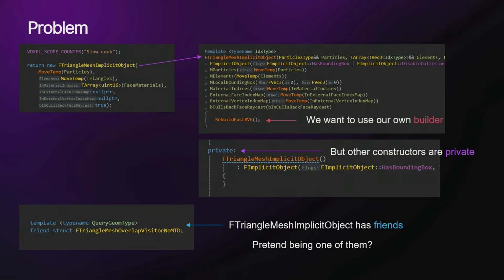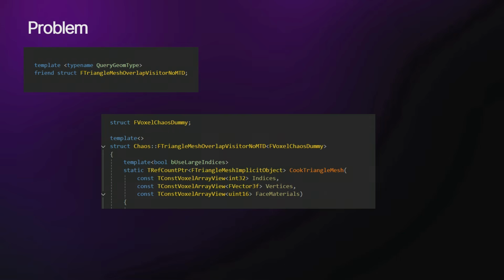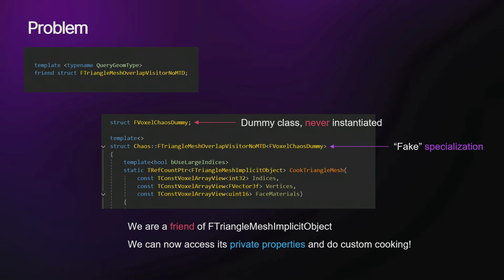But if we look around some more, we can see that we have some friends. So maybe we can fake being a friend of that class. What we want to do is fake being this guy over there. And the way we do this is like this. First, we make a dummy class. This is just to ensure that we have no code collision with the engine. It's a purely dummy class, only forward declared, instantiated. And then we do a fake specialization of our template. This will allow us to access private members. Since we are now a friend of that class, we can do anything we want. We can access that private constructor I was telling you about, and we can now do custom cooking to make this faster.